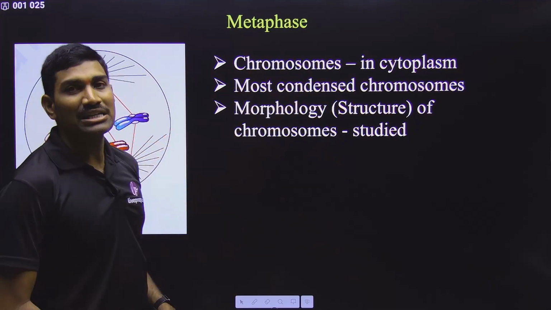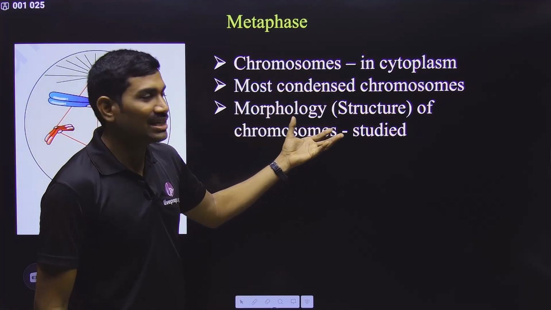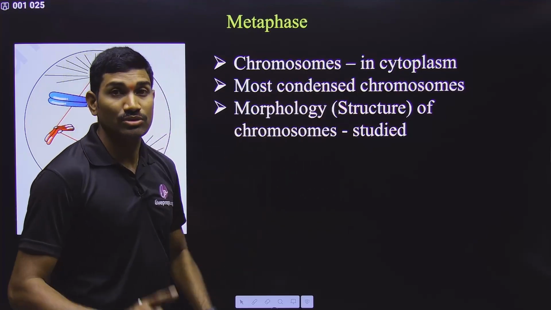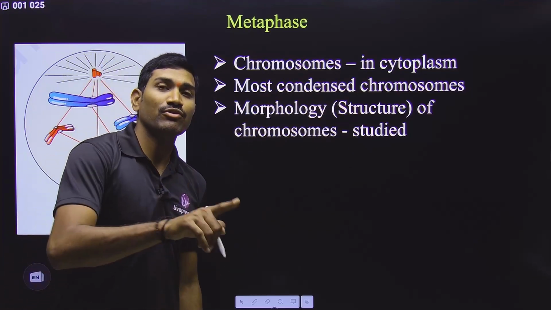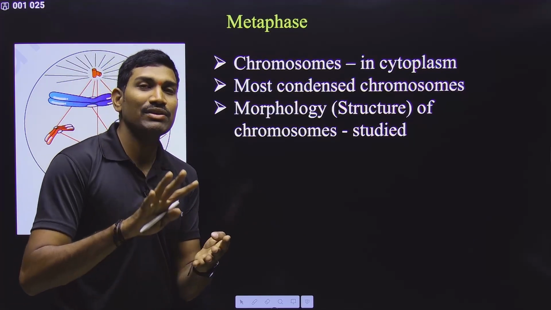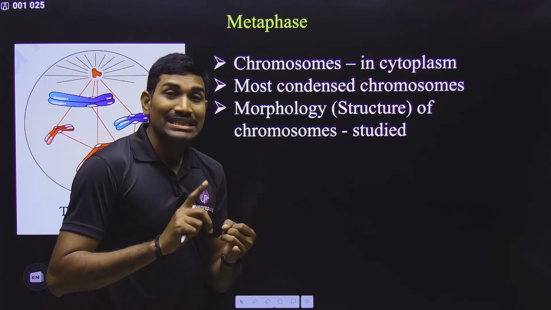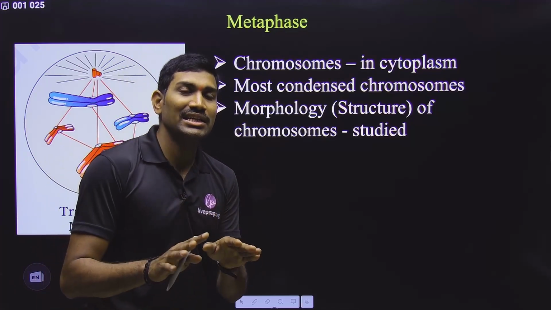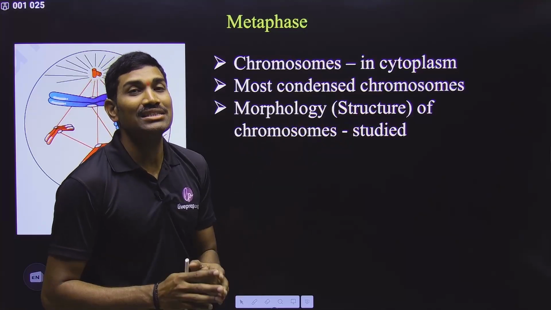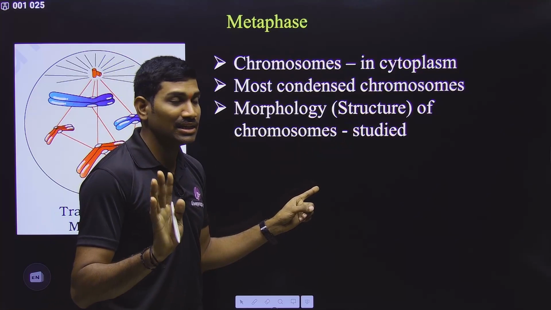Since they are most condensed, here we can easily study the morphology or structure of the chromosome. Don't write shape. Shape of chromosome, V shape, J shape, I shape and L shape, these shapes we can see in the anaphase. Sorry. So shapes of chromosomes are easily studied in anaphase, but structure or morphology of chromosome is easily studied in metaphase. Please understand these basic and important points.